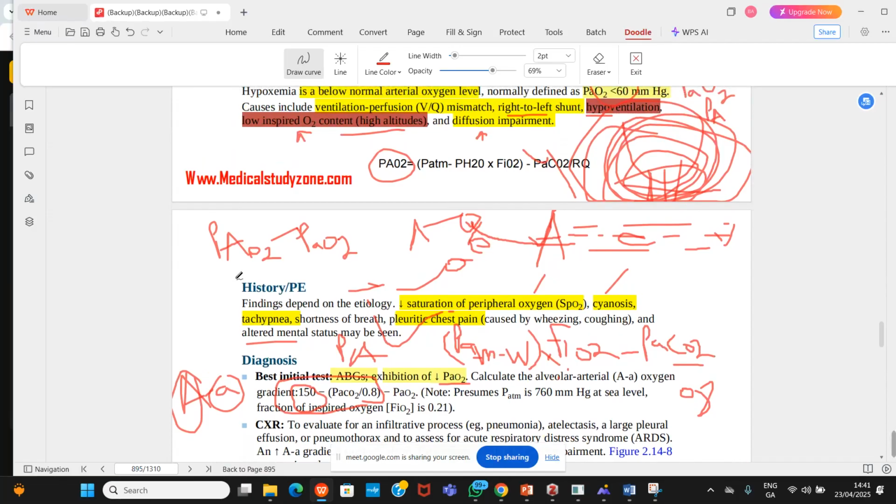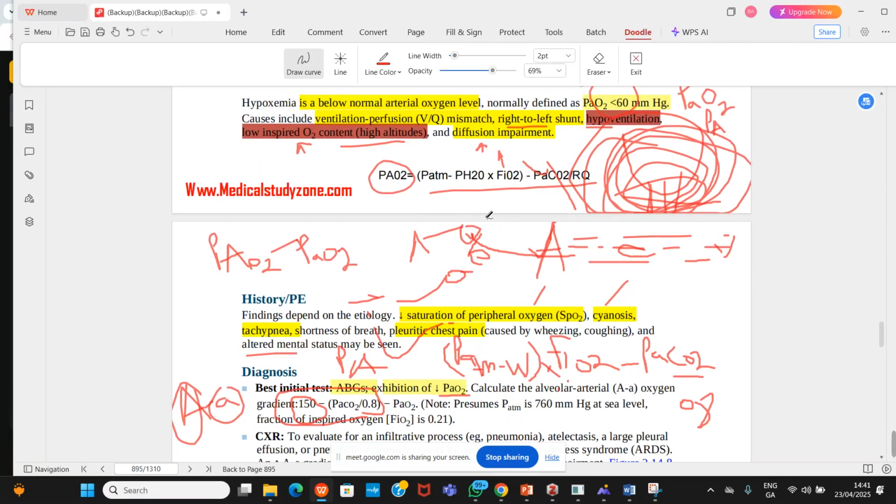So what is the formula for the big A? The formula is this one that I have here: the atmospheric pressure minus the pressure of water, times the FiO2, which is the fraction of inspired air containing oxygen, minus the PaCO2 over the respiratory quotient. We don't need to memorize the formula. Nobody's going to ask us. It's just a way to explain what is happening.